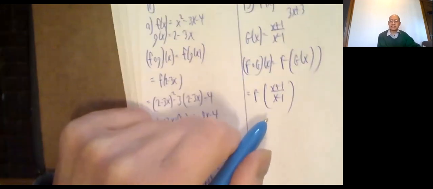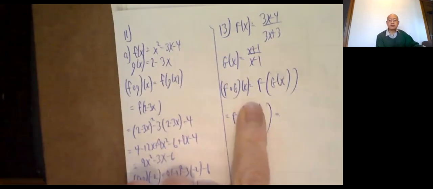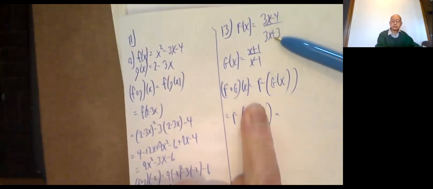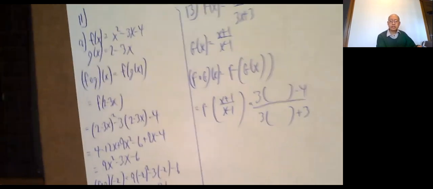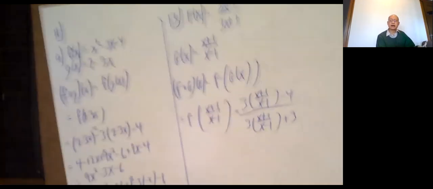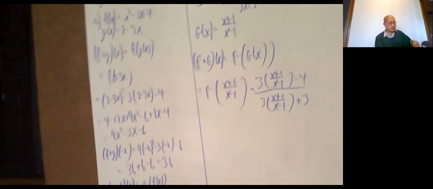Okay, so that tells me right away x is not allowed to be 1, right? That's not allowed. And now this big mess goes right here and right here. That's the way the function works. 3 parentheses minus 4, 3 parentheses plus 3. What goes inside the parentheses? X plus 1 over x minus 1. Like that. Okay, that looks real bad. Let's see if we can make it look any nicer.